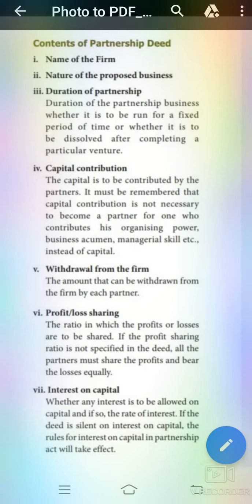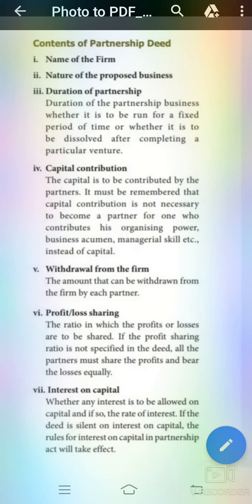Suppose if any partner has withdrawn any amount from the firm, that is to be mentioned in the partnership deed. And the next one is profit or loss sharing. The ratio in which the profit or loss is to be shared. And then suppose if it is not specified in the partnership deed, all the partners must share the profits and bear the losses equally. That is the rule for the partnership deed.